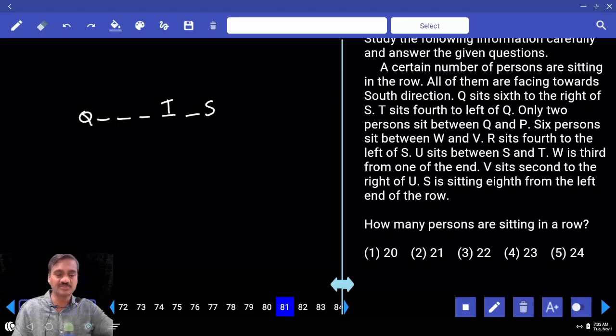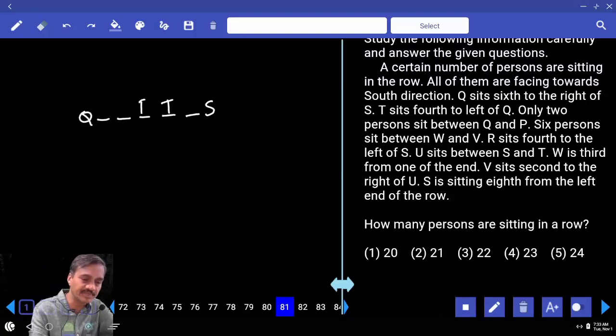And only 2 persons between Q and P. Now how many persons must there be between Q and P? There must be exactly 2 people. Now 2 people between Q and P, P can be here. That is one possibility. Then what is the next possibility we have?